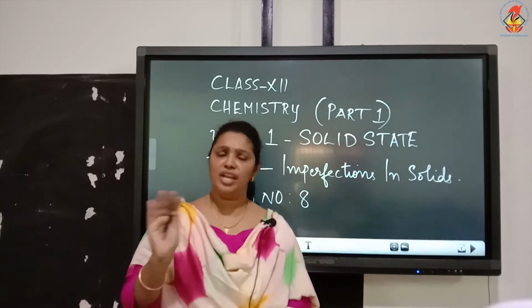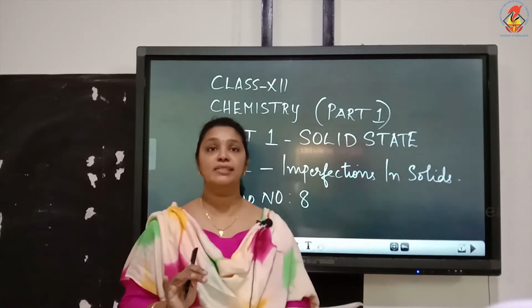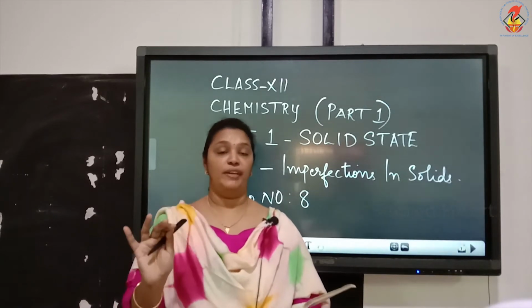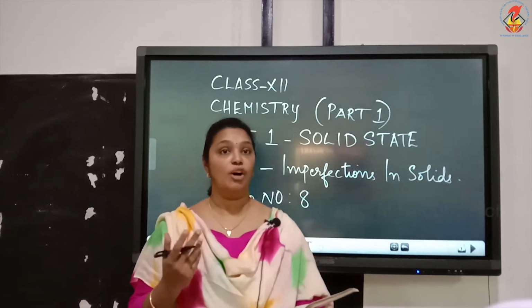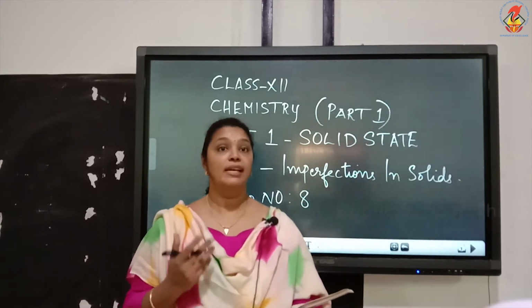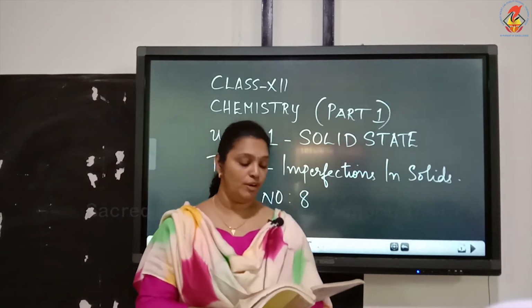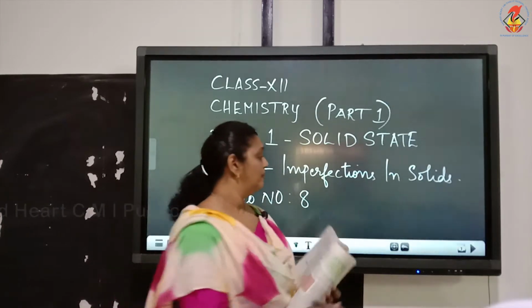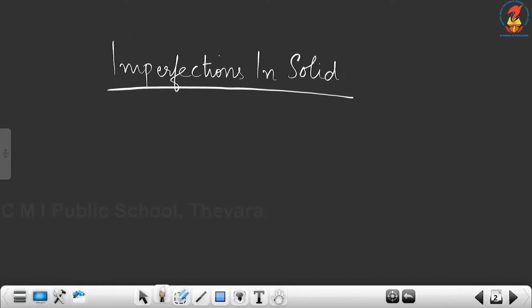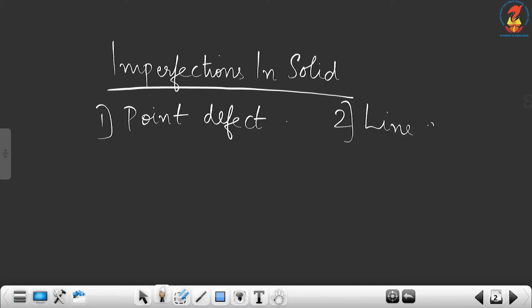So if there is any change in the arrangement of constituent particles, we say that there is a defect or it's an imperfect solid. So imperfections or defects in solids means irregularities in the arrangement of constituent particles. Now mainly there are two types of defects. Imperfections in solids are mainly classified into two types. The first type is called point defect, and the second type is line defect.